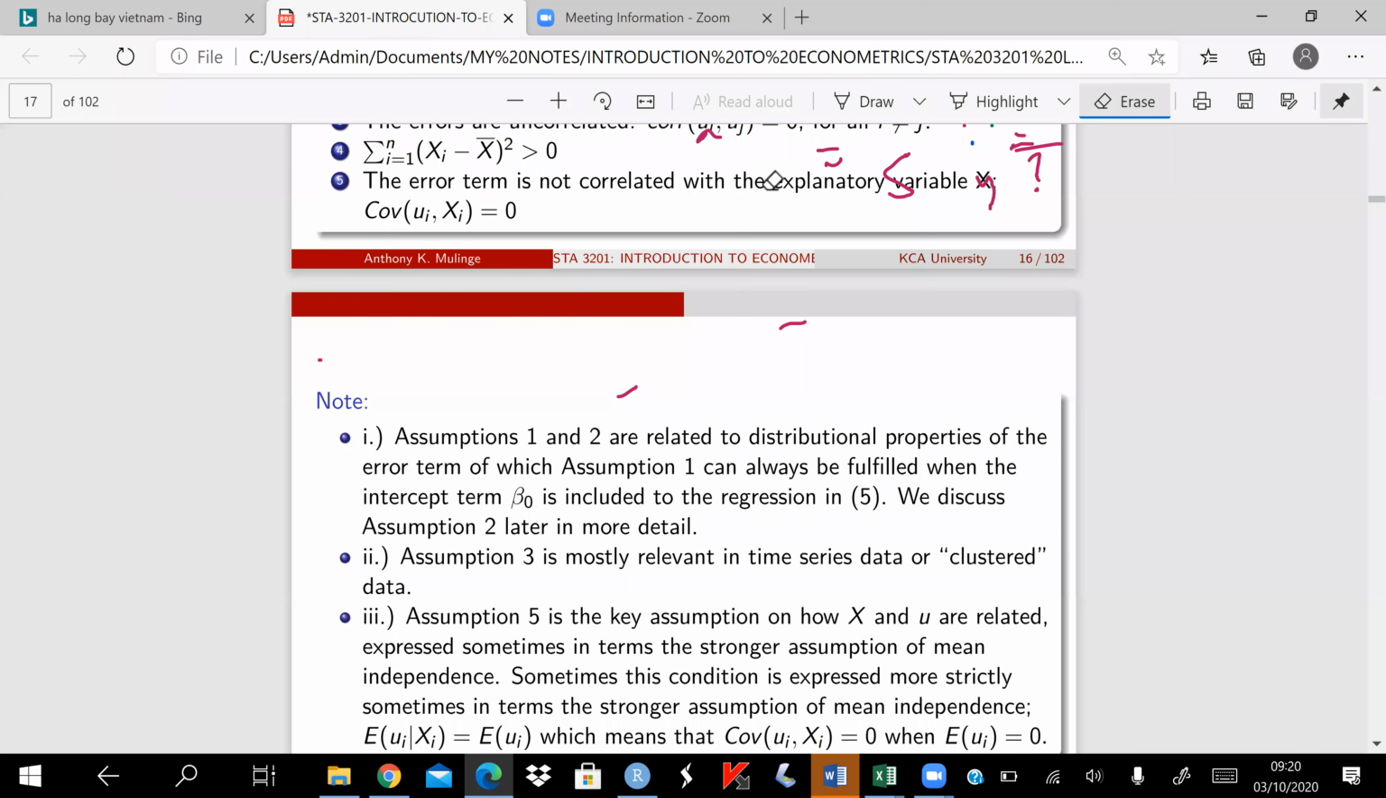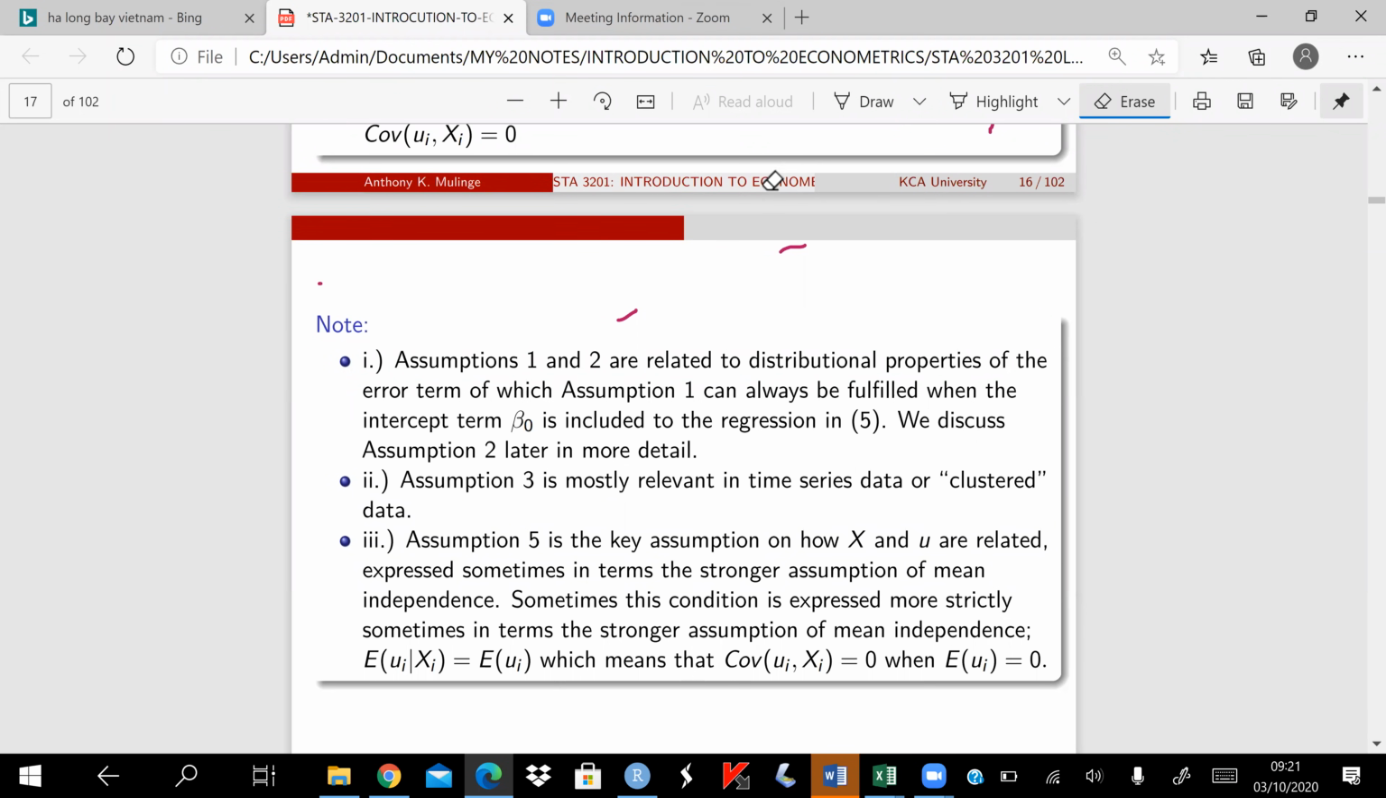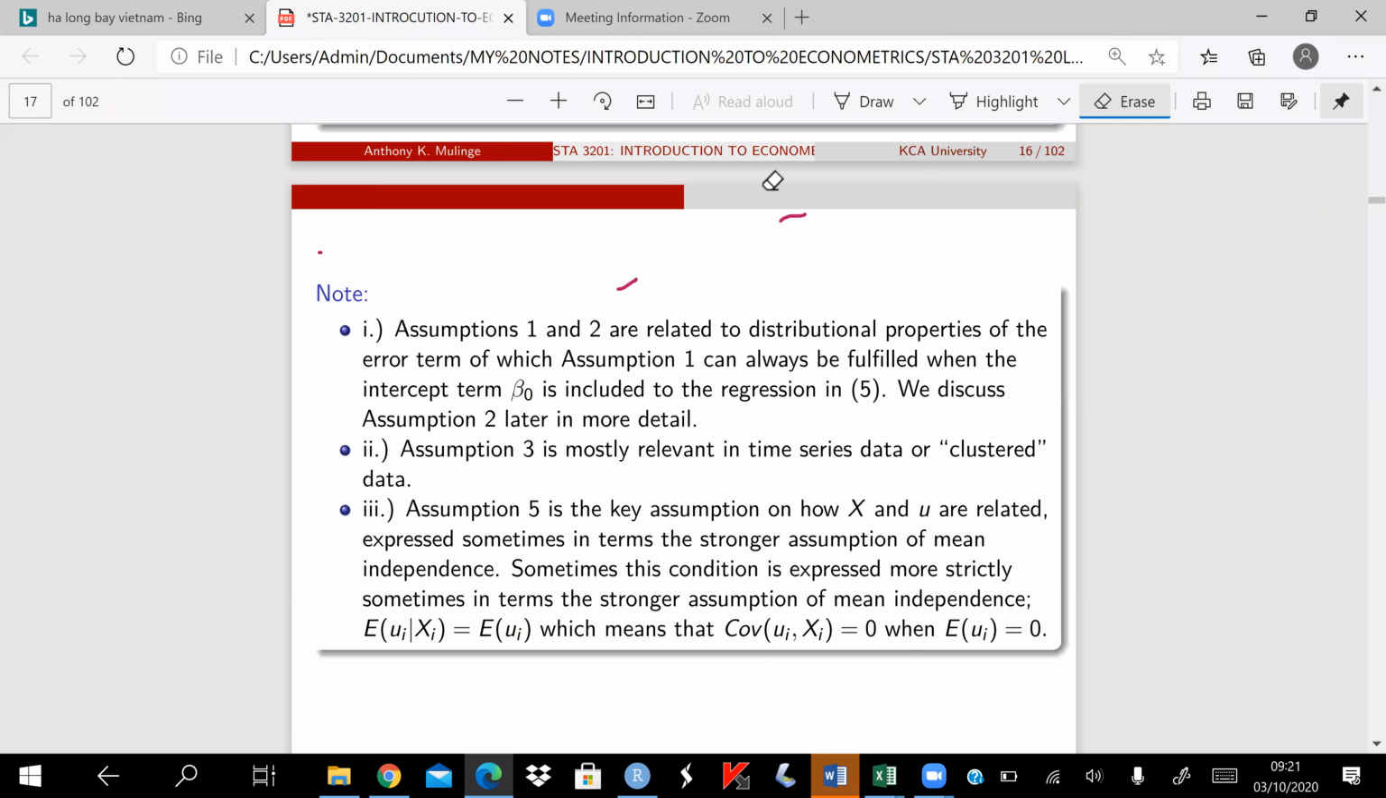Then assumption number 5 is the key assumption on how X and U are related. Sometimes it is expressed in stronger terms, in a stronger assumption of mean independence, as shown here. So this is a definition of mean independence. I guess you know the meaning of independence.